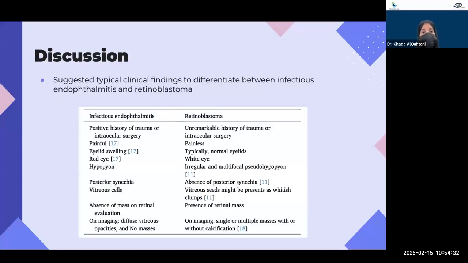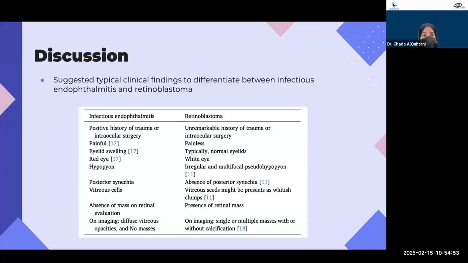This table demonstrates the suggested typical clinical findings to differentiate between infectious endophthalmitis and retinoblastoma. In infectious endophthalmitis, there should be a positive history of trauma or intraocular surgery for exogenous type, or the patient has to be systemically ill if you suspect endogenous origin.